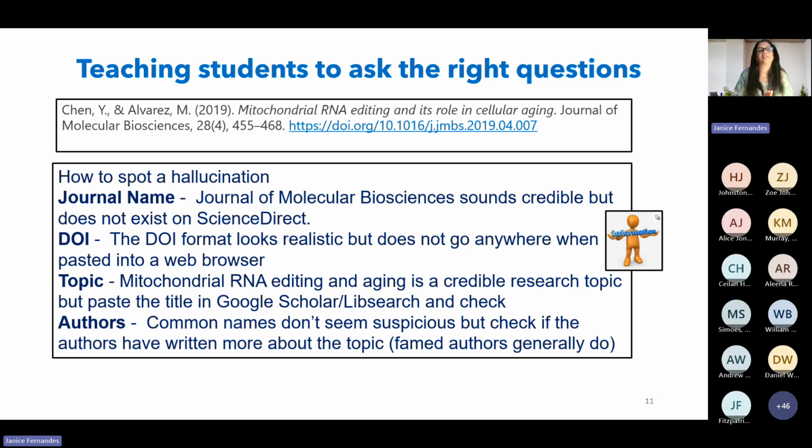And the authors, they are very common names, so they don't seem suspicious. But check if the author has written more about the topic, because famed authors normally have multiple publications. And I do tell students to start by looking at authors, even Google the authors' names. And normally you will find that they're university professors, they would have written multiple articles. So just a nudge into information literacy. But things like these really stand out, and they then realize what information literacy is all about and what they really need to know.